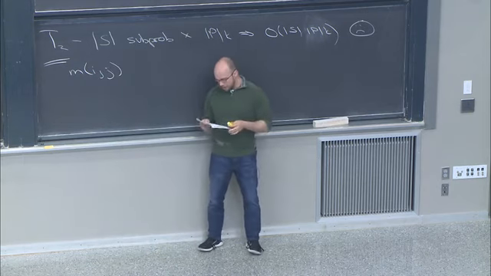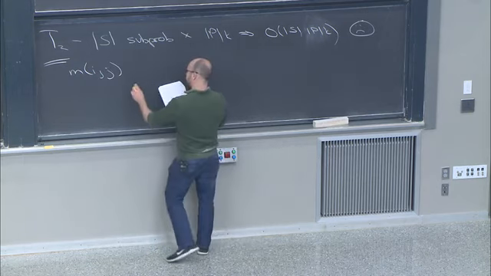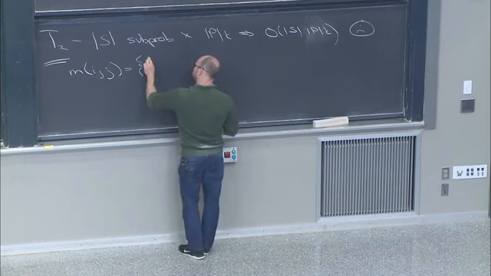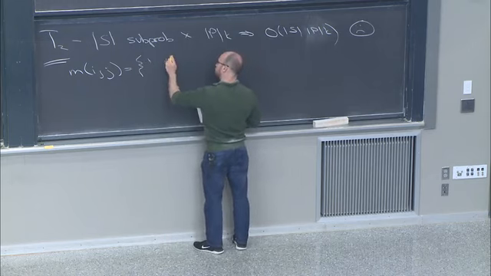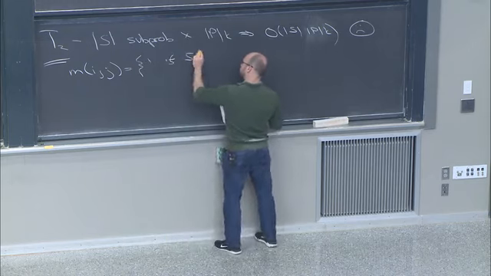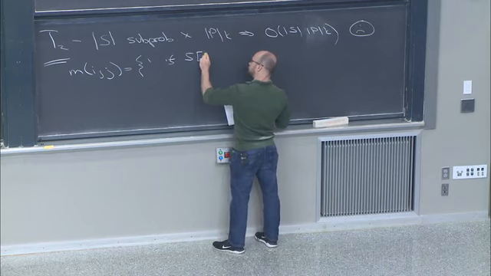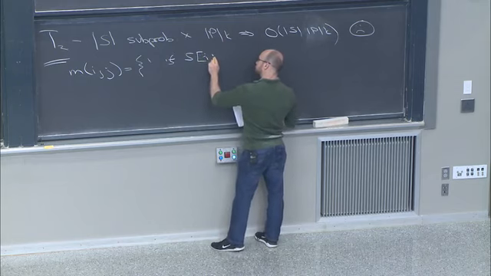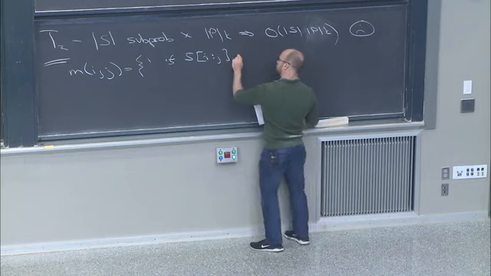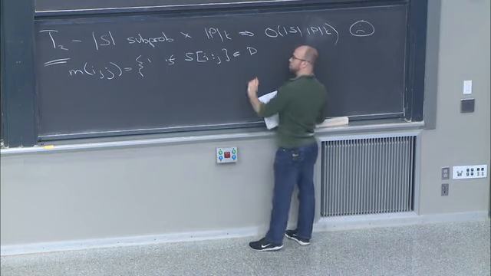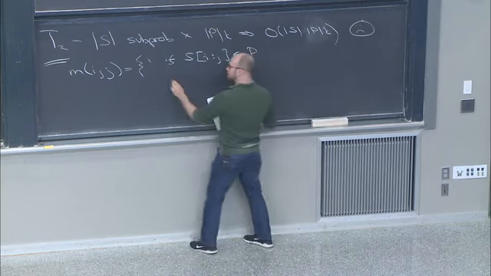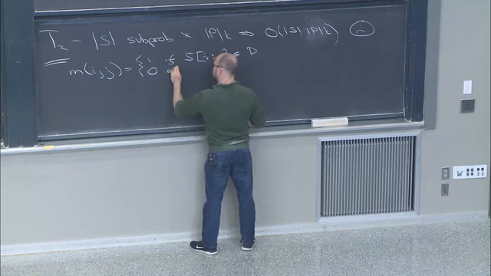I'm going to define a number, Mij, and it's going to be 1 if the substring s_i to j is in my list of markers P, and 0 otherwise.